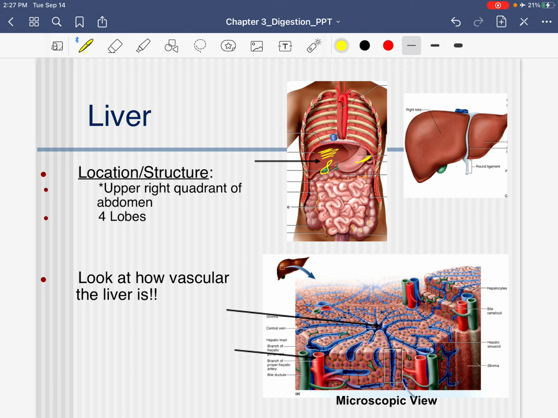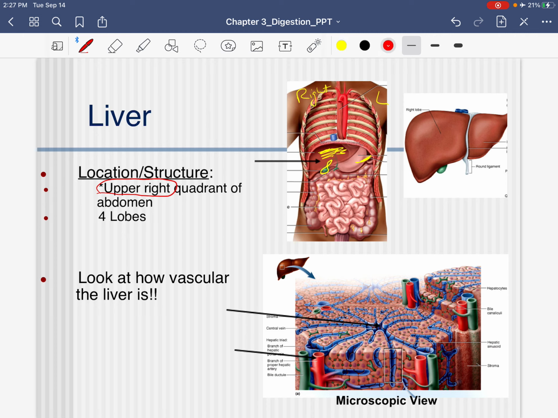Okay, so you should just know the liver is in the upper right side of the abdomen. And we always talk about right or left as what it would be on that person. So this is this person's right side. Therefore, the liver is in the upper right quadrant.